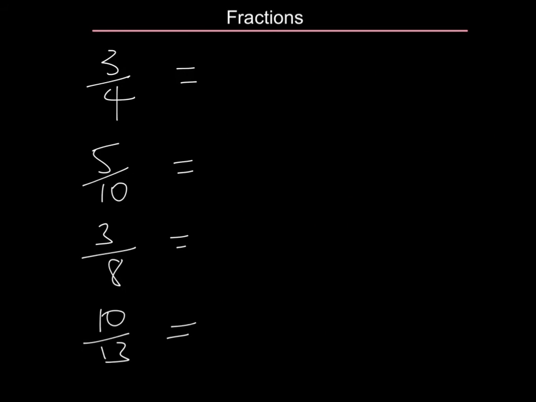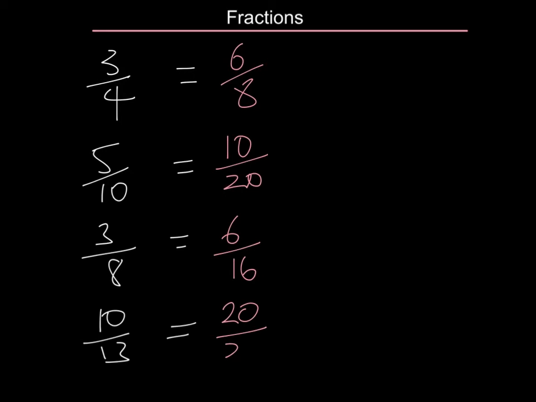Here are my answers. If I multiply the first fraction by 2, the numerator and the denominator, I get this answer, 6/8. If I multiply the second one by 2, I get 10/20. The third one, 6/16. And the last one by 2, I get 20/26.